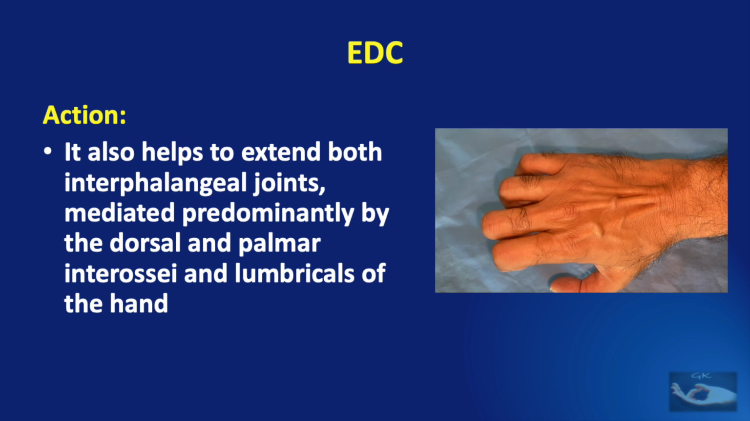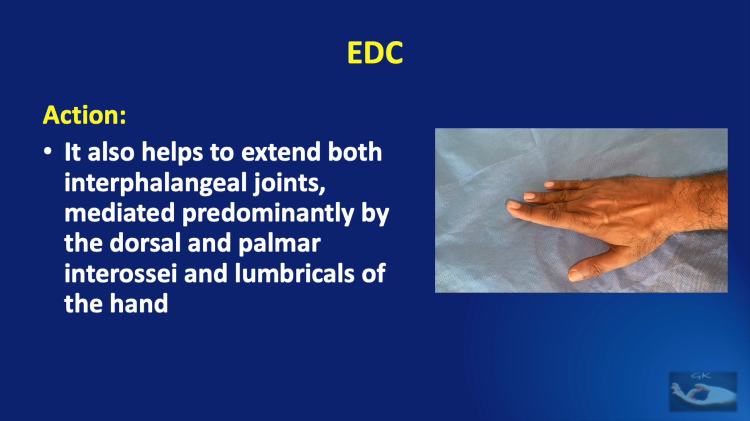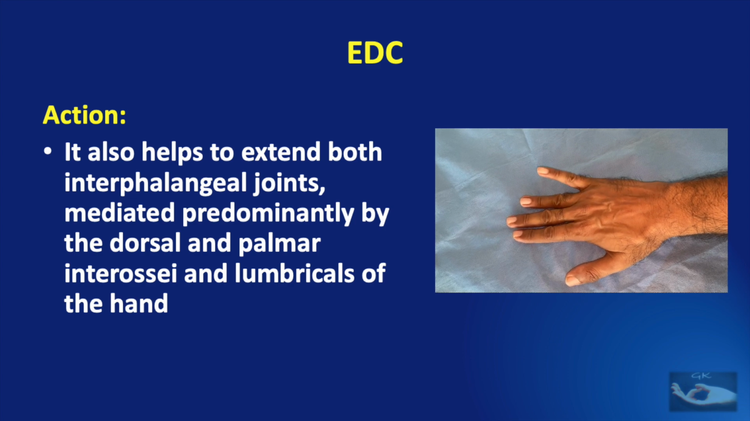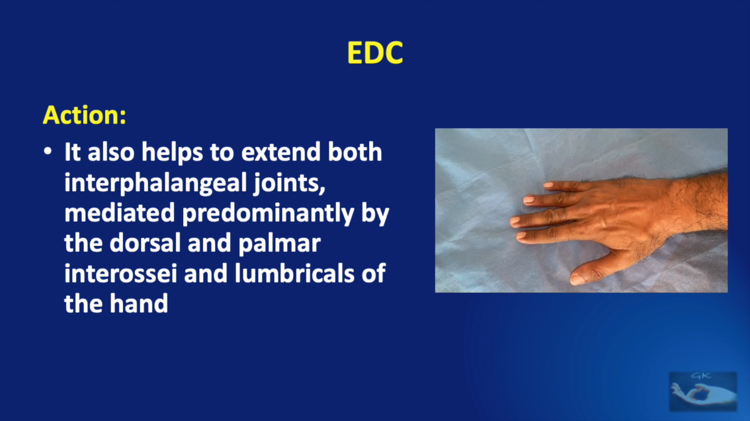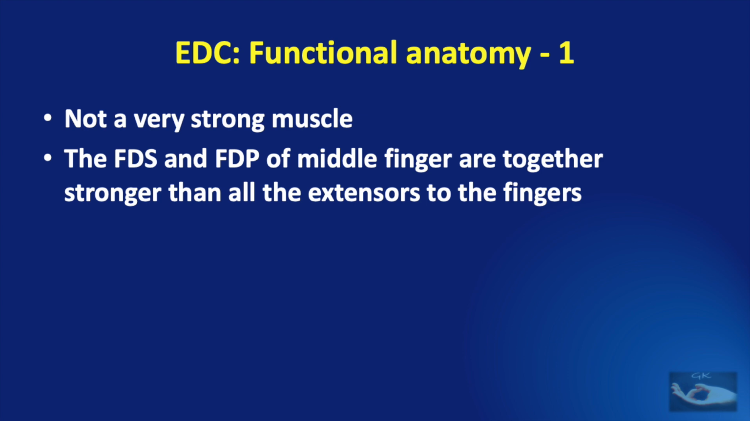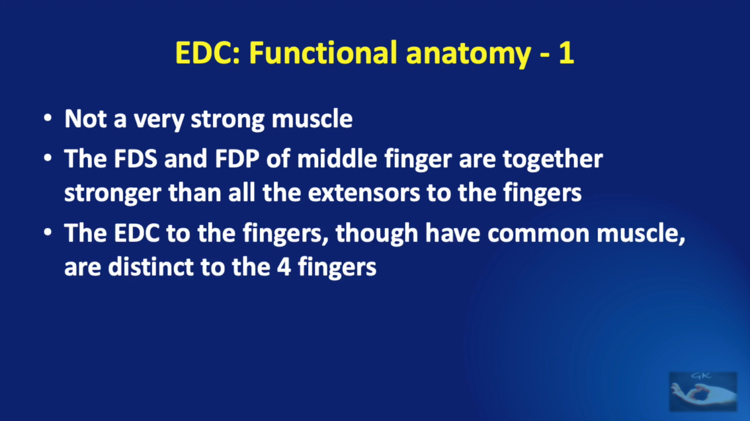It also helps to extend both the interphalangeal joints, but this is mediated predominantly by the dorsal and palmar interossei and lumbricals of the hand. This EDC is not a very strong muscle. In fact, the FDS and FDP of the middle finger alone are together stronger than all the extensors to the fingers, and the EDC to the fingers, though there is a common muscle, they are distinct to the four fingers.